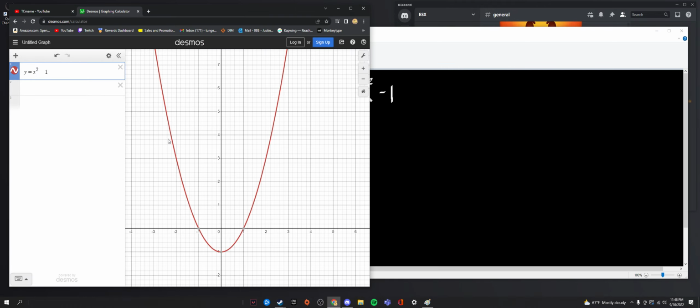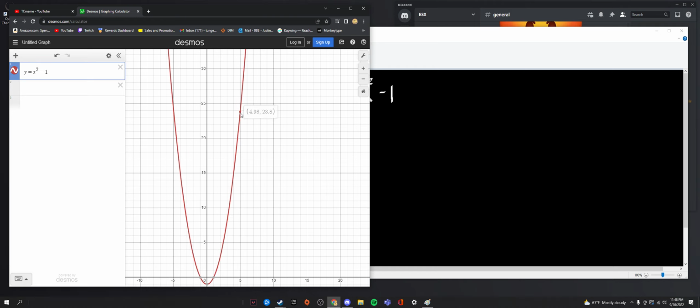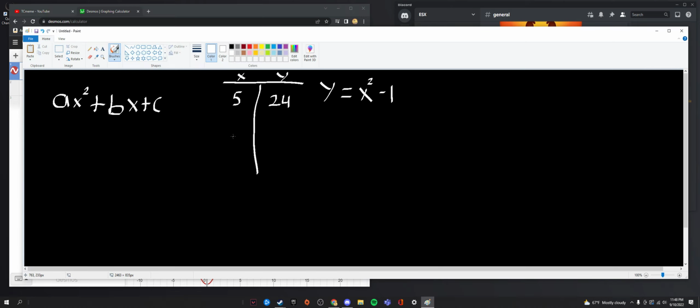Now if we check that here, let's go to 5. As we approach 5, yep, we get 24. However, if you notice, on the other side, as we approach -5, we also get 24. Why is that? Well, squaring a real number will get you a positive output. So we plug in -5, we also get 24, as shown by the graph here.